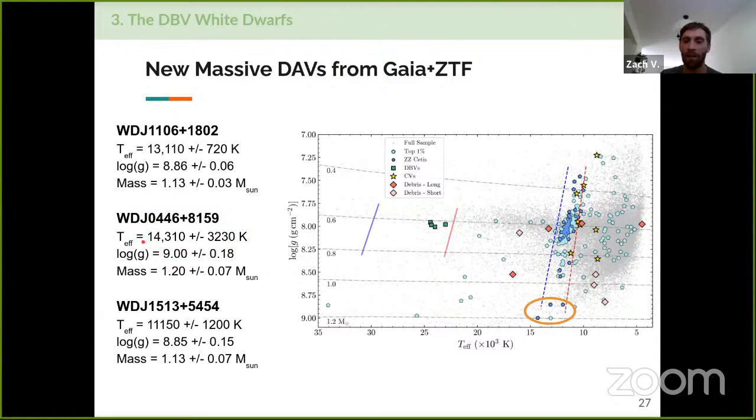If it is this hot, then it would be the hottest ultramassive pulsating white dwarf we know of to date, which is exciting because the pulsation periods might be more stable than they would be at lower effective temperatures.